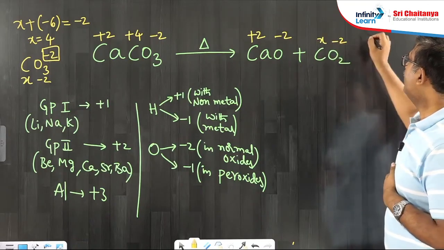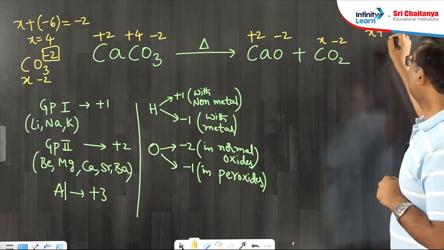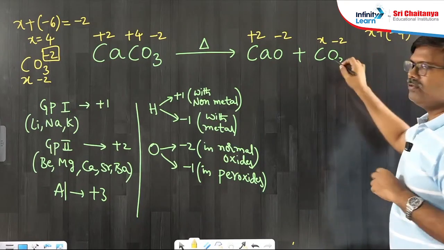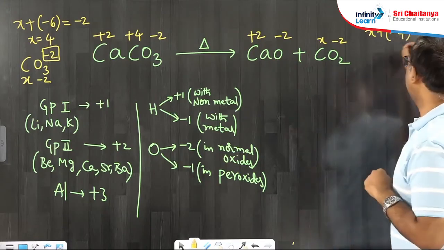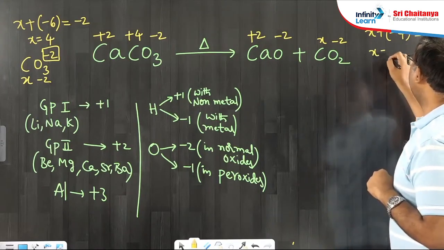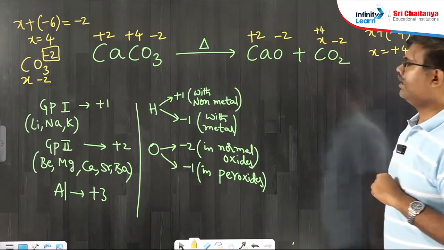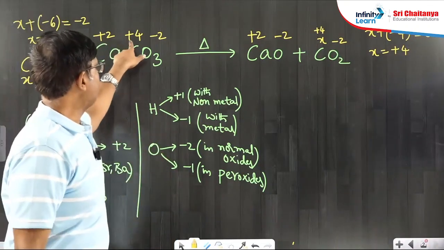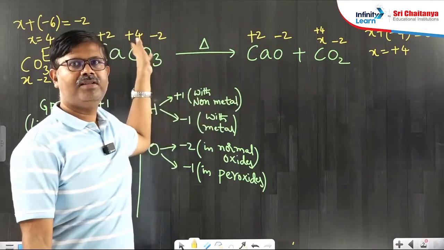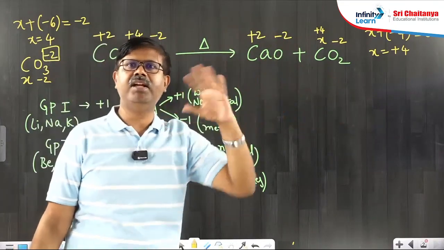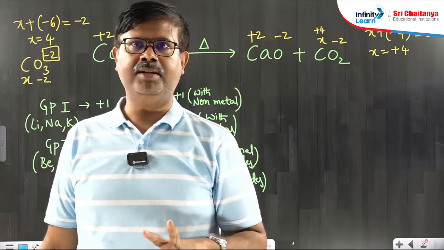Let's take X here again and find out. X plus 2 oxygens. 2 into -2, -4. And CO2 is not a cation or anion. It is a neutral molecule. So its charge will be 0. So X is equal to +4. So +4 we are getting here. Carbon is going from +4 to +4 only. Oxygen -2 to -2 only. Calcium +2 to +2 only. There is no change in oxidation state. Therefore, this is not a redox reaction.